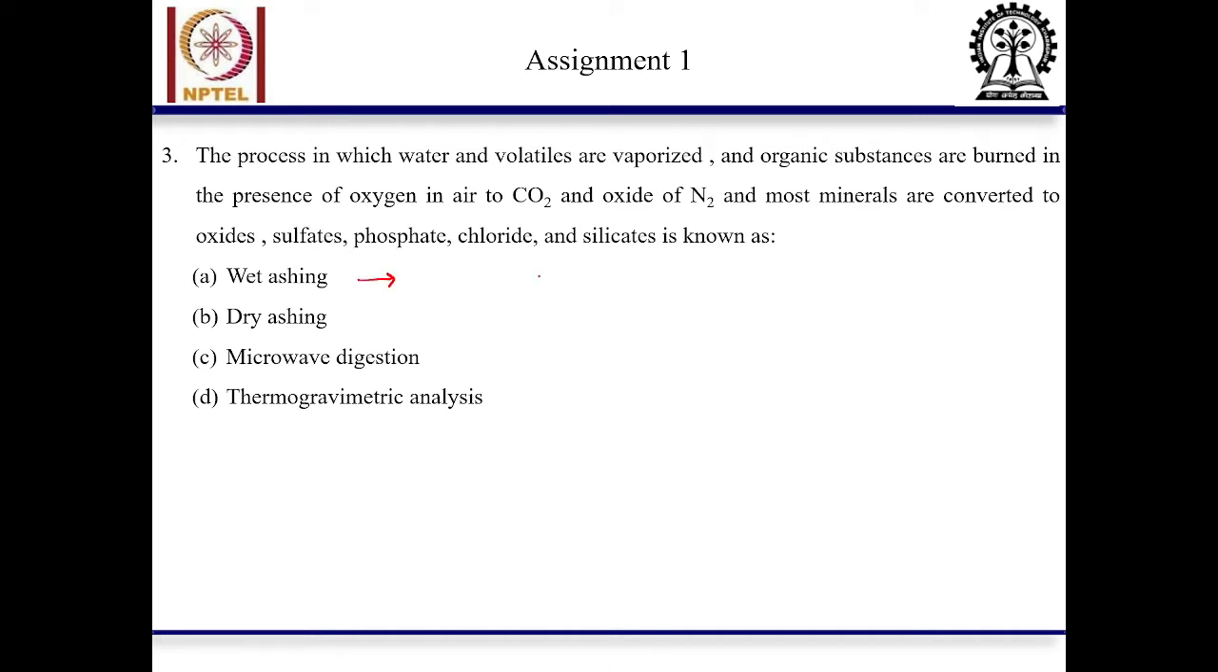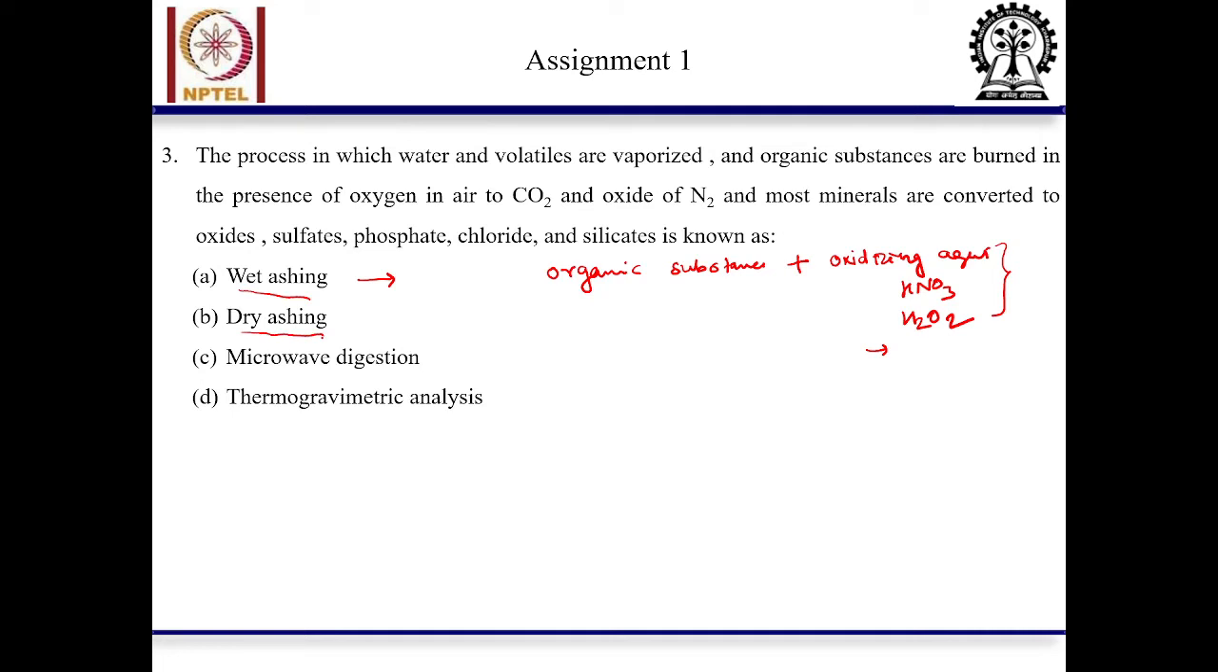Wet ashing is basically where we take the organic substance, we add an oxidizing agent like nitric acid or hydrogen peroxide, and do the oxidation of the organic substance. That is wet ashing, because here we need the solution. That's why it's called wet ashing.